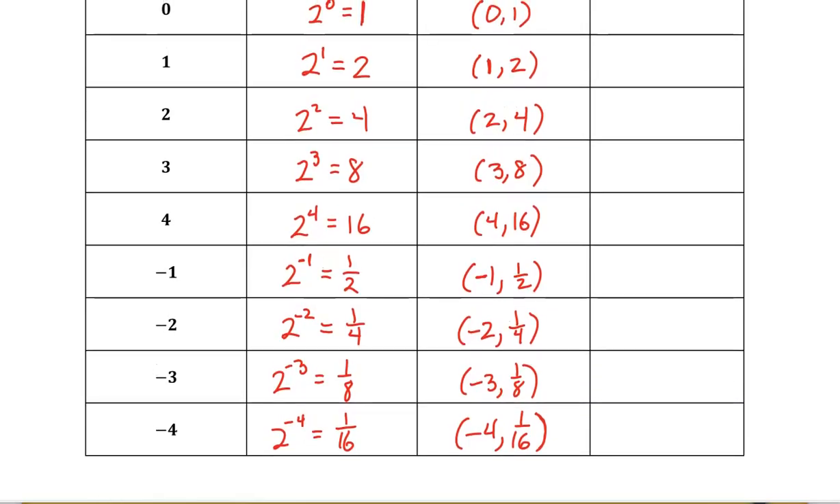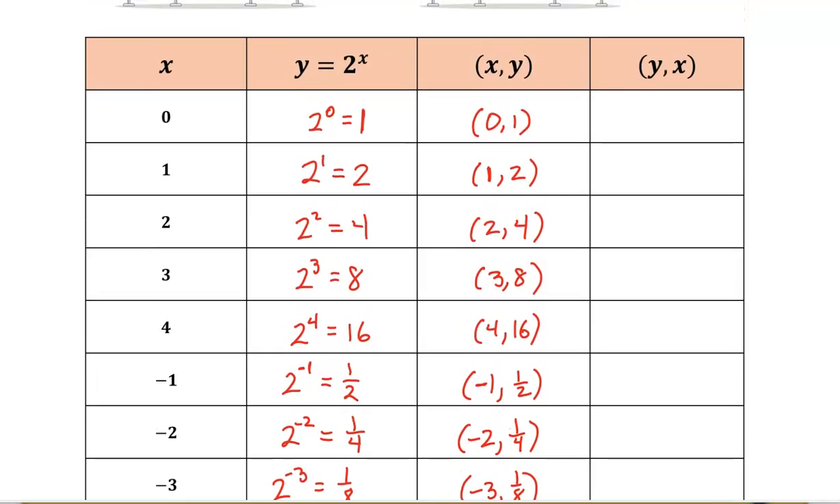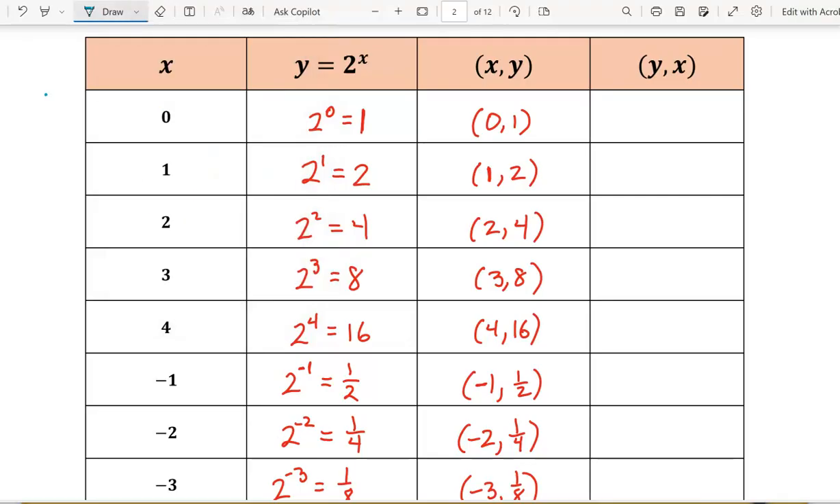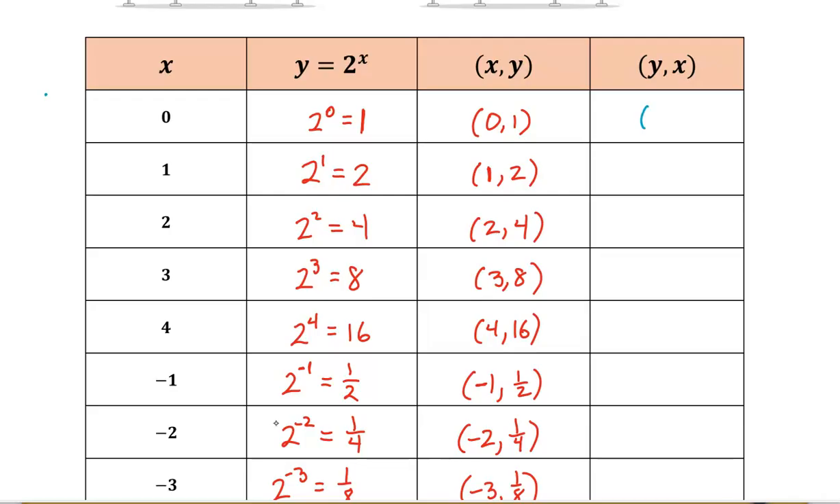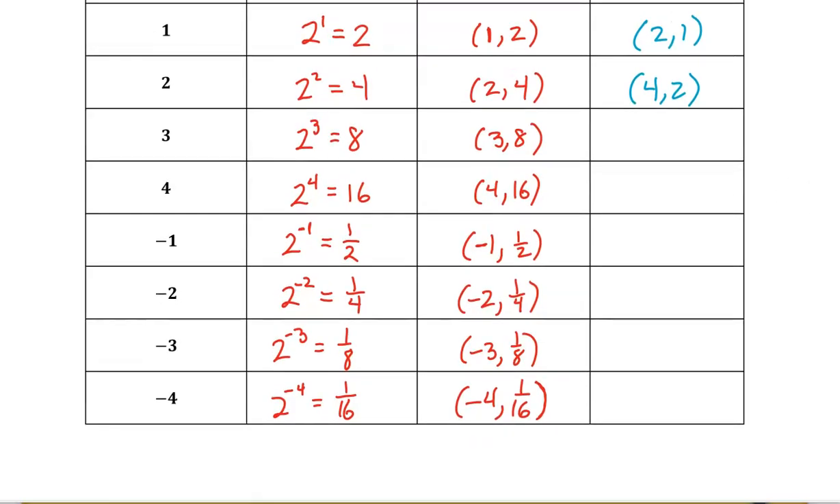And that kind of levels out on that baseline of the x-axis. So now let's talk about the inverse. Remember, we know that it simply reverses the coordinates here. So instead of (0, 1), the inverse would have (1, 0). And (1, 2) would be (2, 1). (2, 4) would be (4, 2). And so on and so forth, all the way down the line.